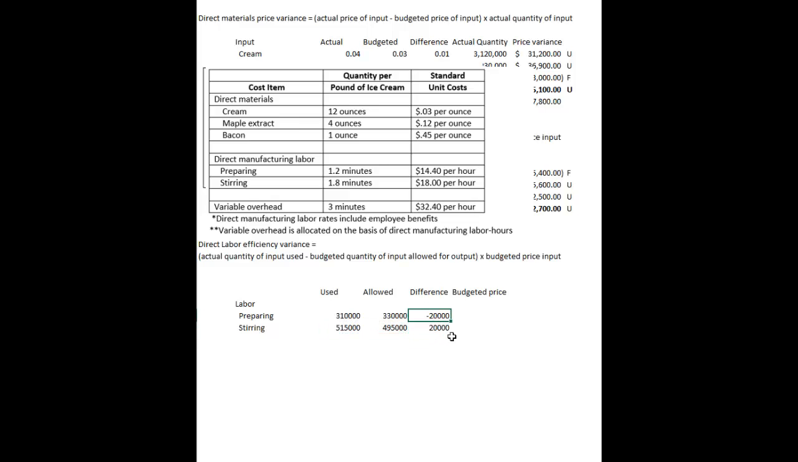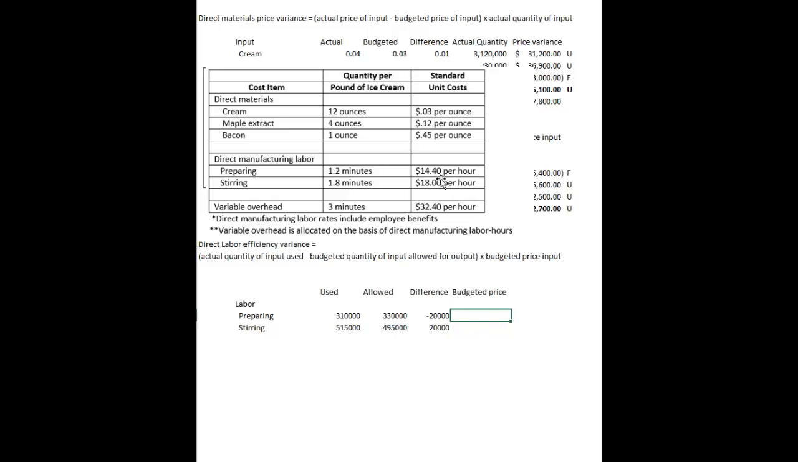So now this is very telling, right? I can look at the price, and that's important, but with this right here, I can go to a manager and say, hey, what's going on? You did a great job here. Maybe our standard's off. How come it took 20,000 fewer minutes to prepare it than we expected? Maybe we need to give your people a bonus or a raise. And here we would say, hey, these stirring people, they're really bad at their job. It took them an extra 20,000 minutes, or maybe they need more training, or you have the wrong people doing that job. And so we take that, this is in minutes, and we multiply it by the budgeted price.